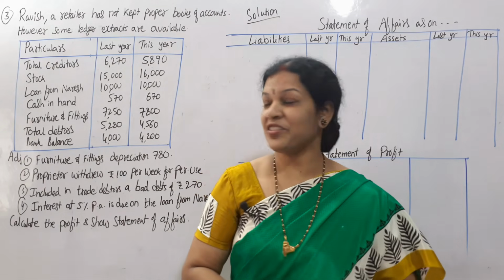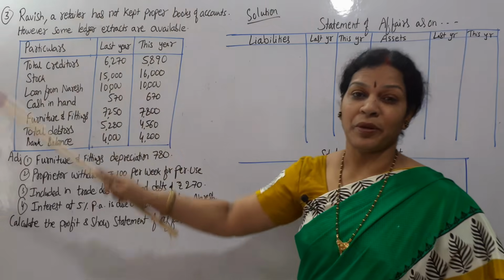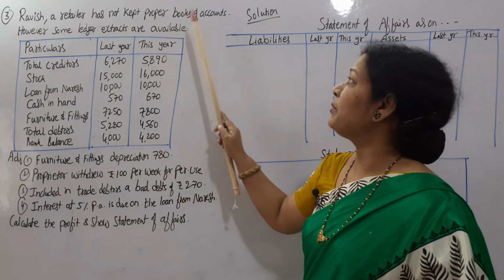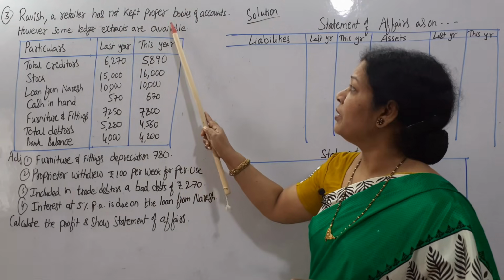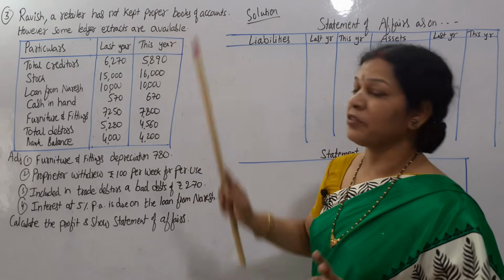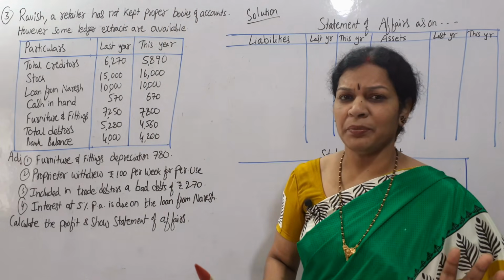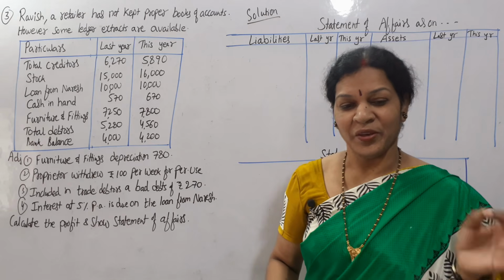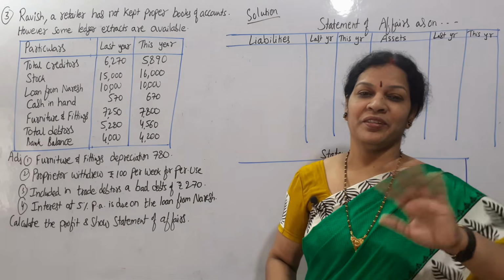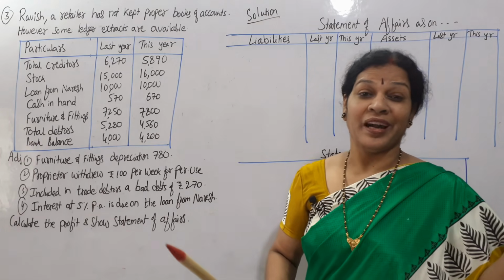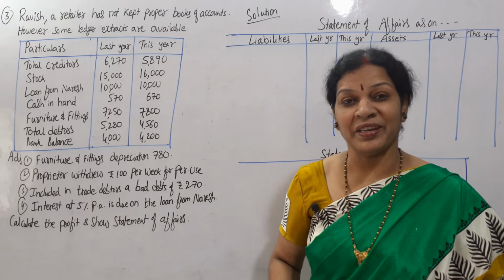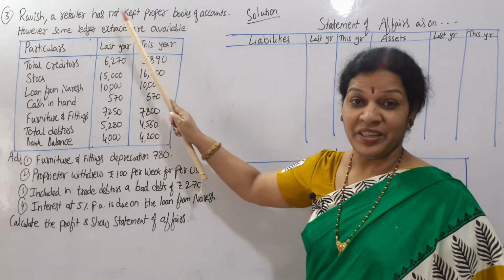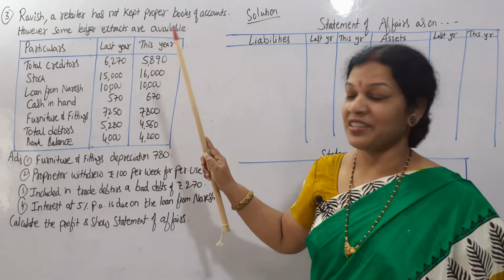Now coming to the session. So this is the simple problem given to us. Ravish, a retailer, has not kept proper books of accounts. Means he did not maintain the accounts properly. It means it is single entry system. Whenever you find this wording, accounts not maintained properly, it means single entry system. In the first sentence only, we came to know that it is single entry system.